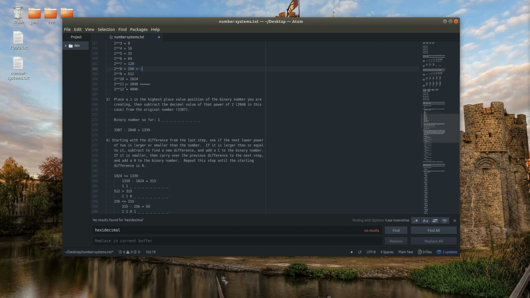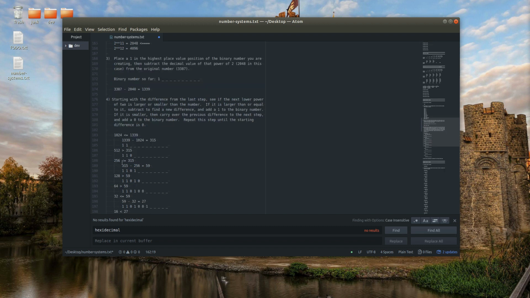It's 256. 256 is less than or equal to 315. So we add a 1 to our binary number, which means we've represented that amount, and so we subtract it from what's left, and we're left with 59. Now this is all we need to represent.